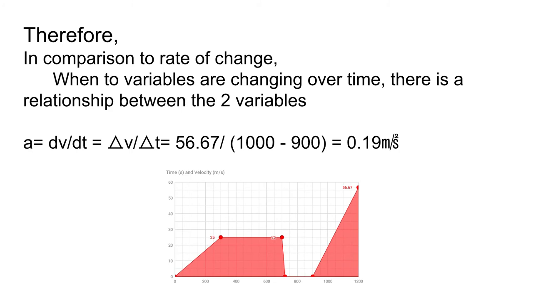Therefore, in comparison to the rate of change, when variables are changing over time, there is a relationship between the two variables. Acceleration is equal to dv over dt, which is also equal to the change in velocity over change in time, which will give us 0.19 meter per second squared. So, John has to accelerate that much in order to be there on his intended time.